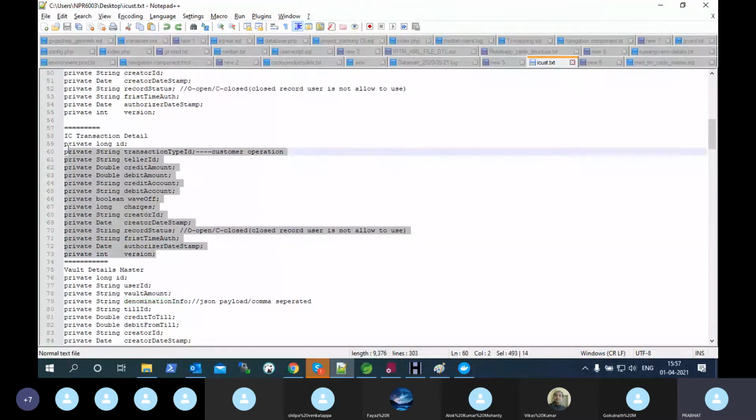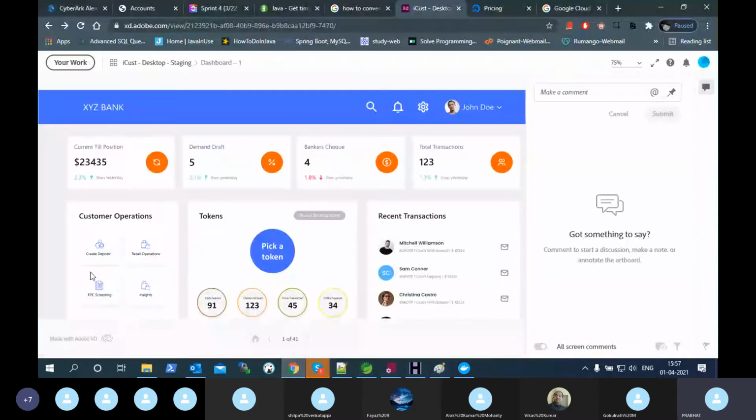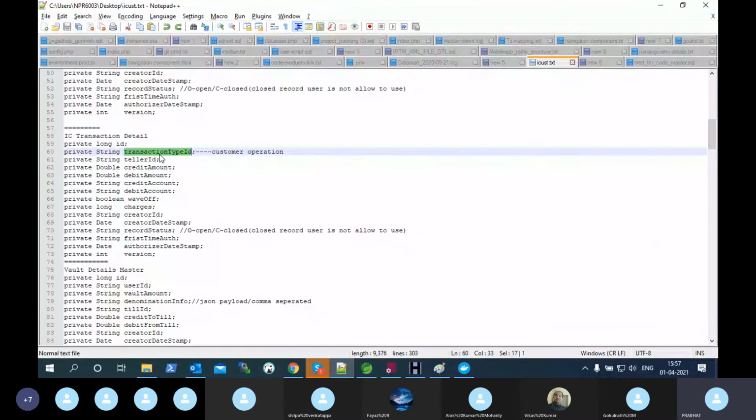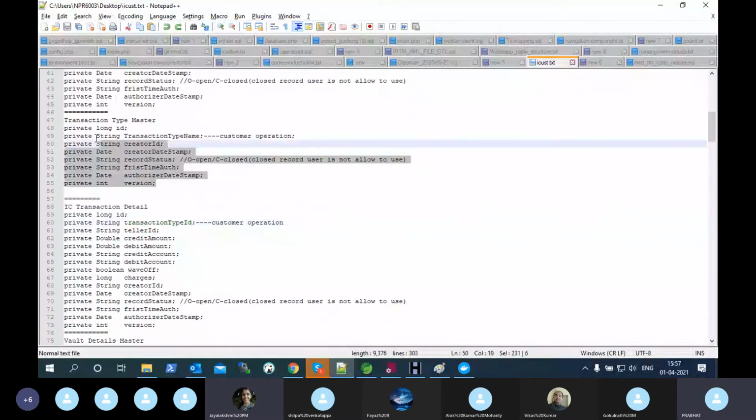So this is our final transaction table. It has all the details, like which teller has done the transaction and the transaction type ID. Whatever you are seeing here, like customer operation, credit deposit, retail operation, KYC, whatever is there, we will maintain in the transaction type. It will be a separate table. Yeah, this one is a separate table. So we will maintain it in the transaction type master table.